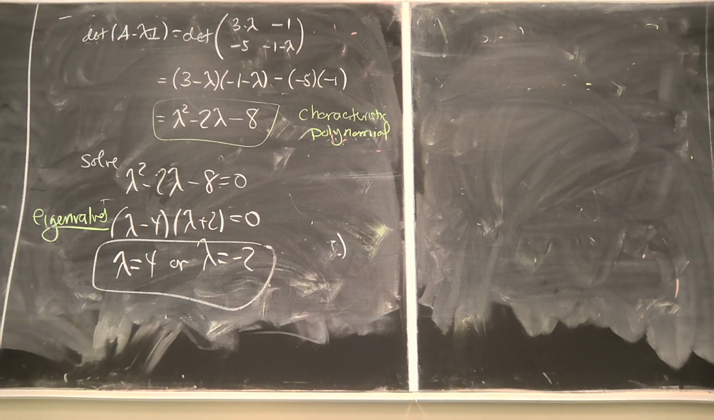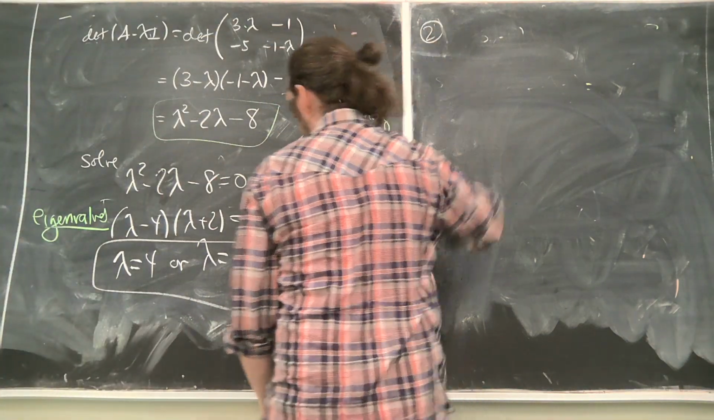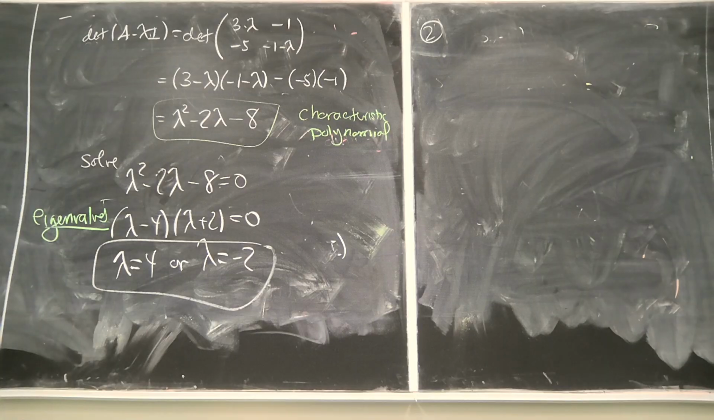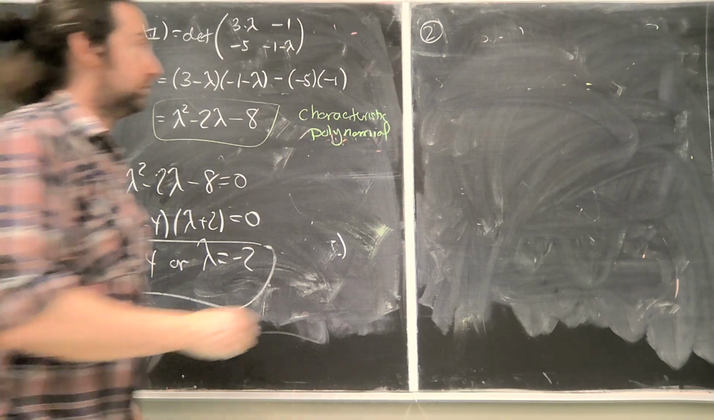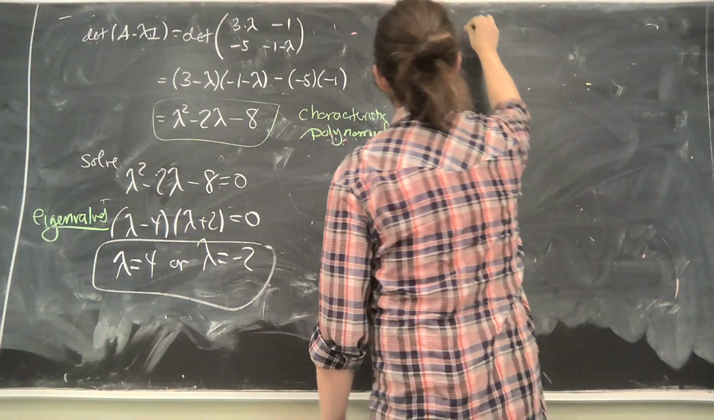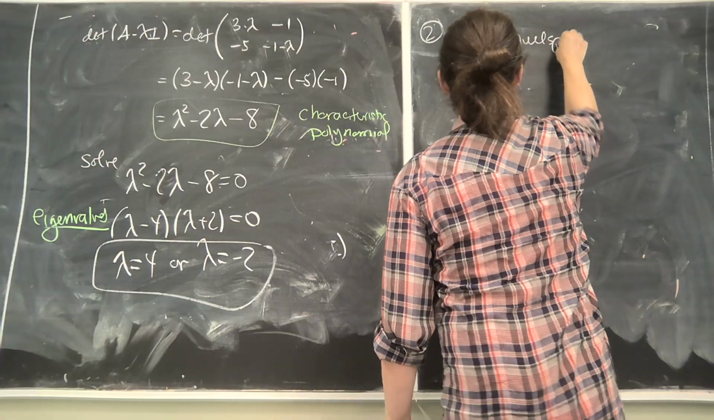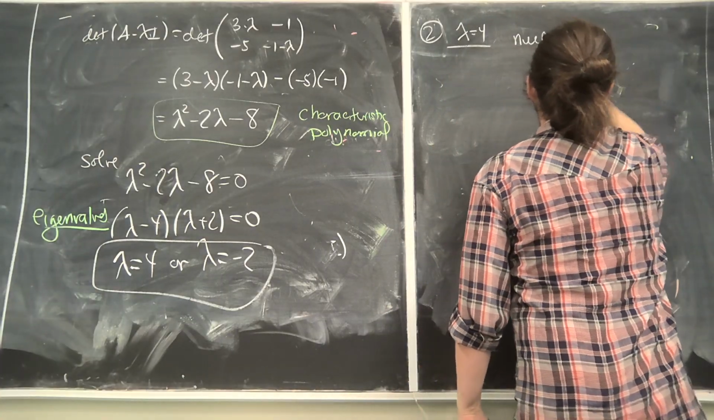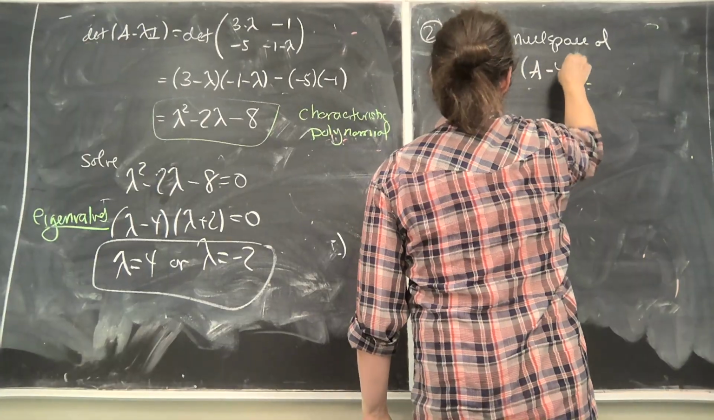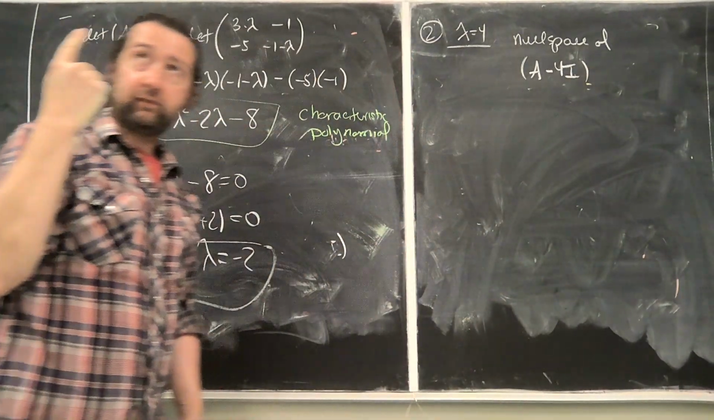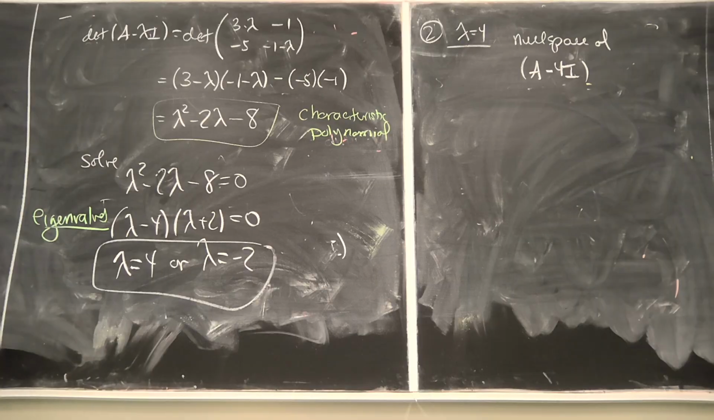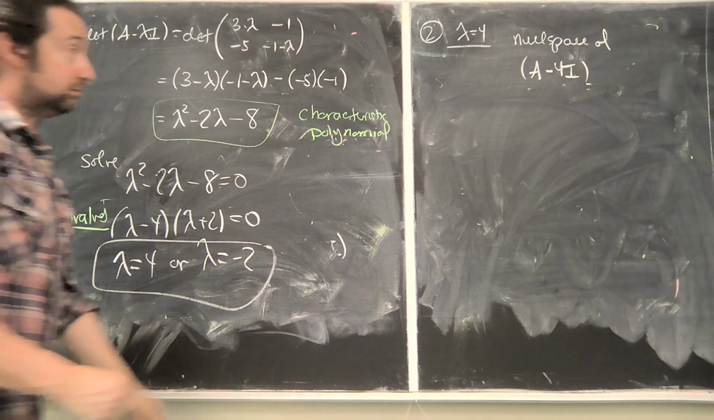So step 2. That tells me the eigenvalues, but it doesn't tell me the eigenvectors. So if I want to extract the eigenvectors that go along with those, I'm going to go through them one at a time. I'm going to start with lambda is equal to 4, and I'm going to find the null space of A minus 4I. Once I have the specific eigenvalue, I can plug it back in to the matrix and then do a null space.